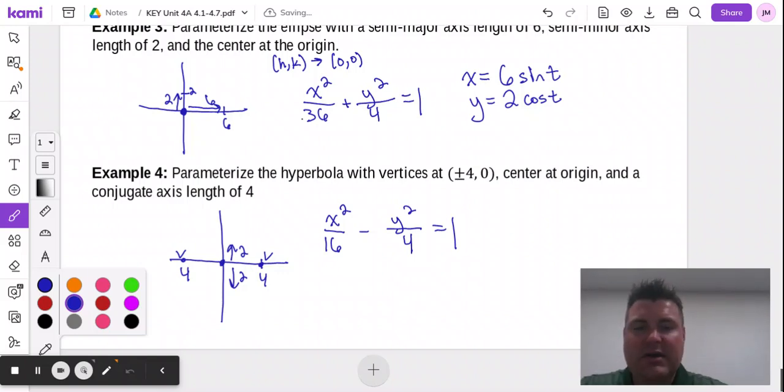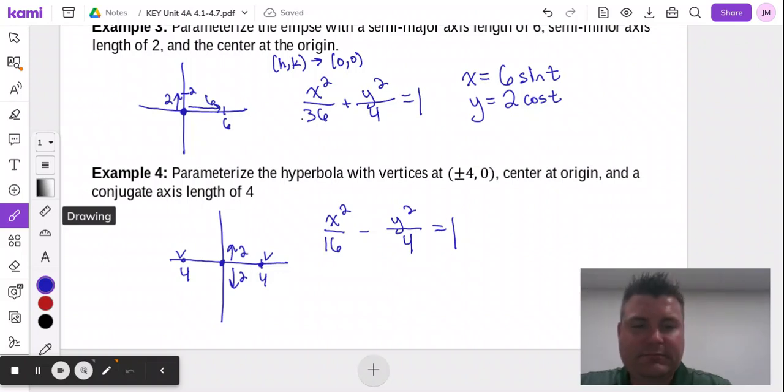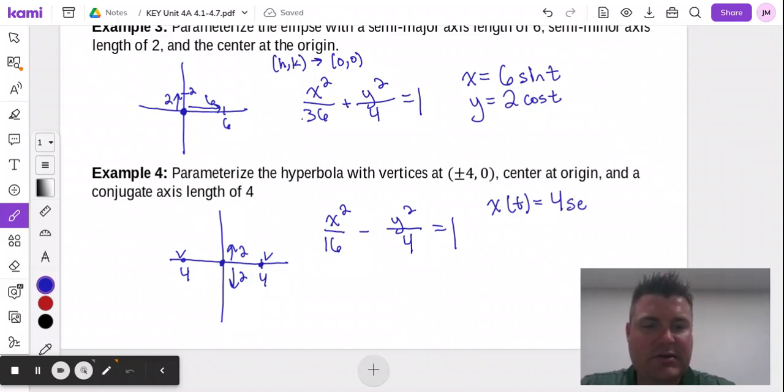So now my parametric equations are going to be 4 in the x direction, so it's x of t equals 4 secant of t, and then y of t is 2 tangent of t.